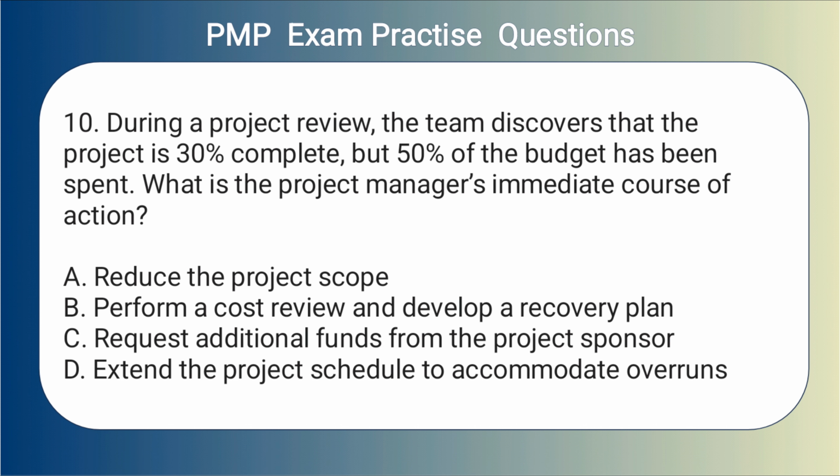10. During a project review, the team discovers that the project is 30% complete, but 50% of the budget has been spent. What is the project manager's immediate course of action? A. Reduce the project scope. B. Perform a cost review and develop a recovery plan. C. Request additional funds from the project sponsor. D. Extend the project schedule to accommodate overruns.